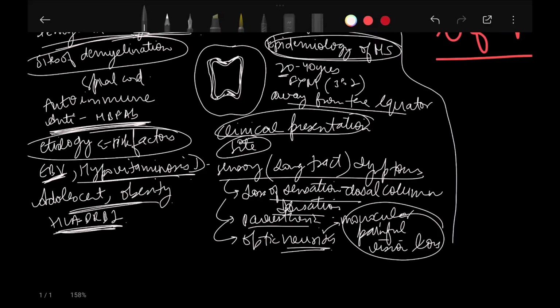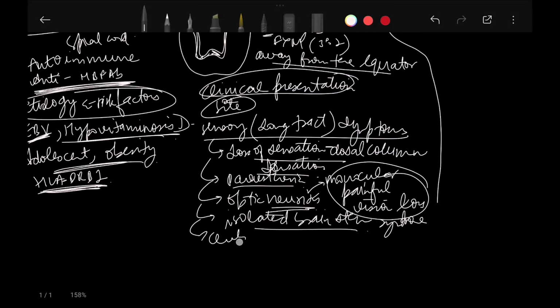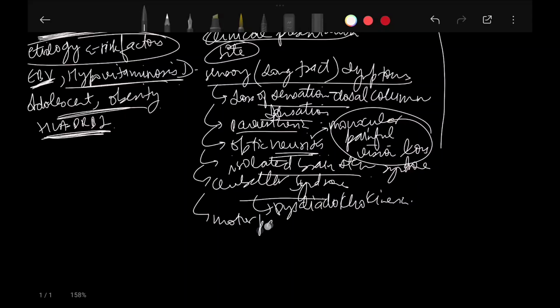Patients with demyelination in the brainstem present with isolated brainstem syndrome, where the ascending and descending tracts are not affected, only the cranial nerve nuclei. Demyelination in the cerebellum can result in cerebellar syndrome, in which ataxia, nystagmus, and most commonly dysdiadochokinesia are seen. Demyelination affecting the motor pathway presents with weakness and spasticity.